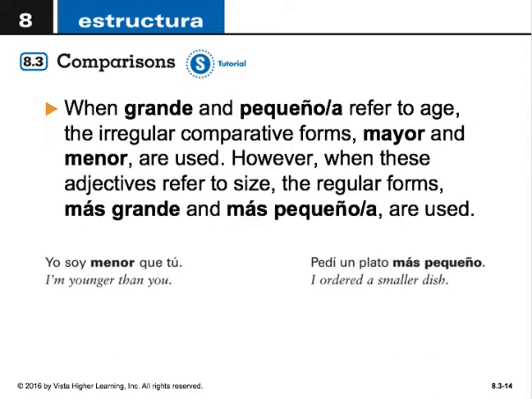Yo soy menor que tú. I'm younger than you. You wouldn't say soy más pequeño que tú. Más pequeño would mean that you're literally smaller than someone else, and you're just making a comparative of size and not necessarily age, as you would in English. Or pedí un plato más pequeño. I ordered a smaller dish. As I said, when these adjectives refer to size, the regular forms más grande, más pequeño are used.